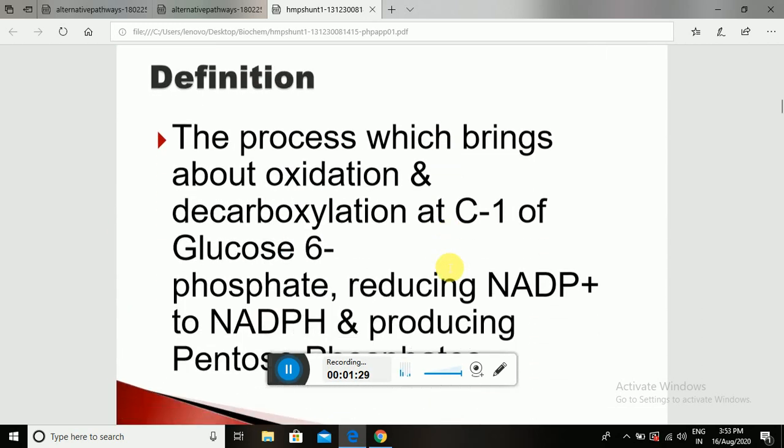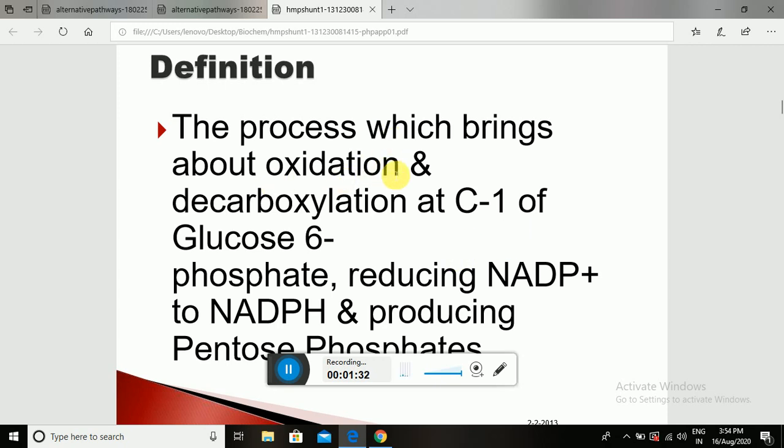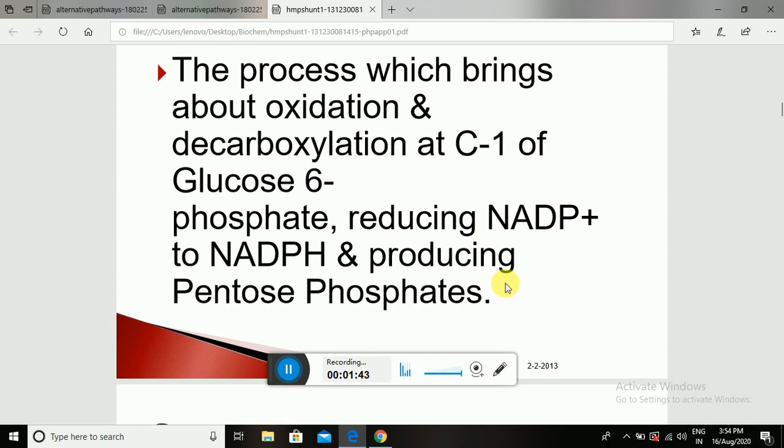So the definition is: the process which brings about oxidation and decarboxylation at carbon 1 of glucose 6 phosphate, reducing NADP to NADPH and producing the pentose phosphates. In this pathway, the oxidation and decarboxylation reactions are carried out at position number 1 of glucose, that is glucose 6 phosphate.